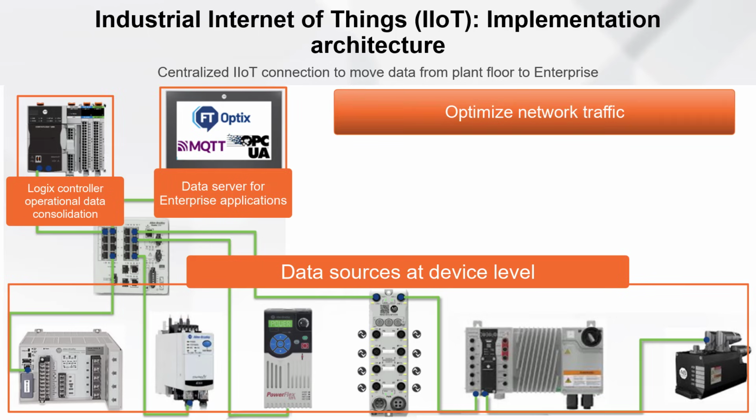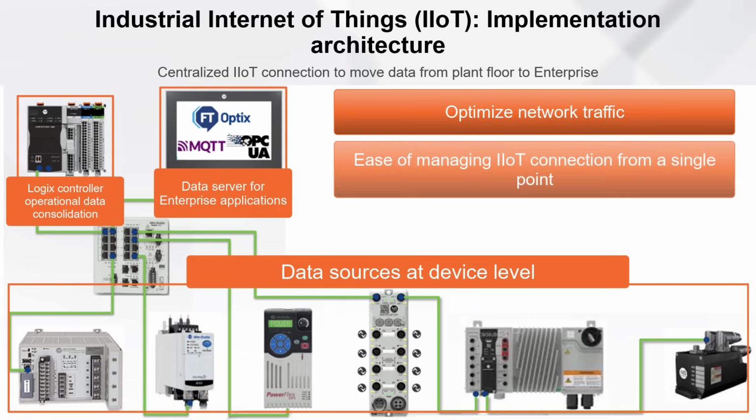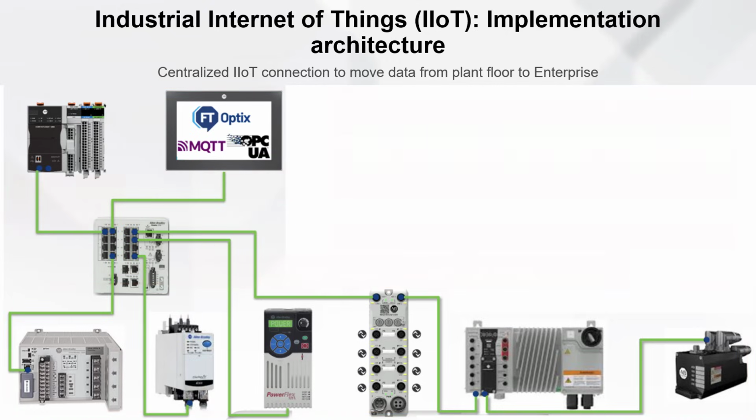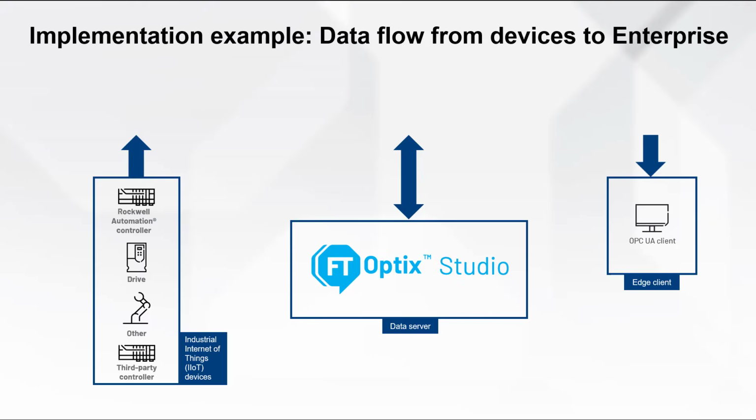This information and data are already organized and available with their detailed name tag and proper data structure in the controller. The OPC UA data server resides in the FactoryTalk Optix platform and uses the existing tags in the controller and makes them available to the IT application layer. This simplifies the workflow and user experience for setting up the data server, which makes it easy to manage external connections for the enterprise application and to optimize network traffic.